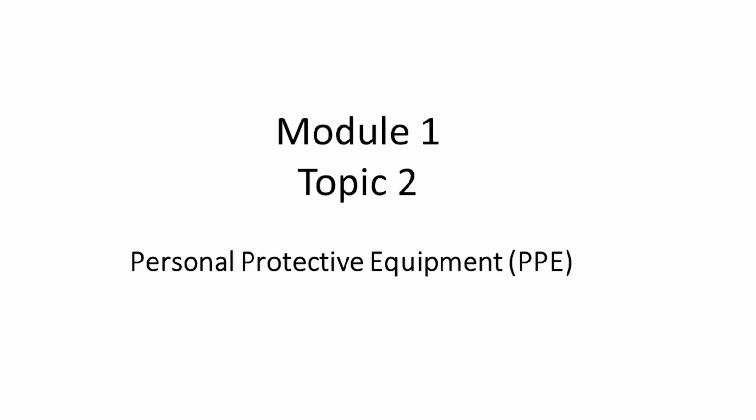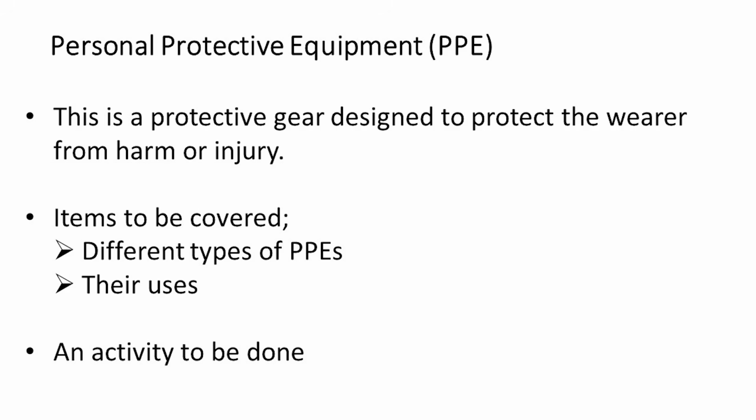By now, you understand the various terminologies used in workshop safety. Let's proceed to Module 1, Topic 2. What do you understand by the term personal protective equipment? Personal protective equipment is a protective gear designed to protect a person from harm or body injury.